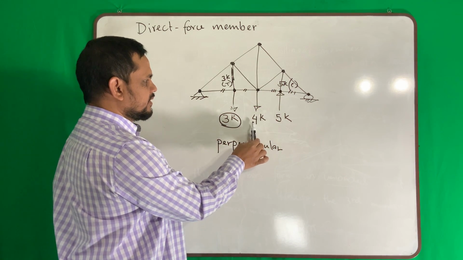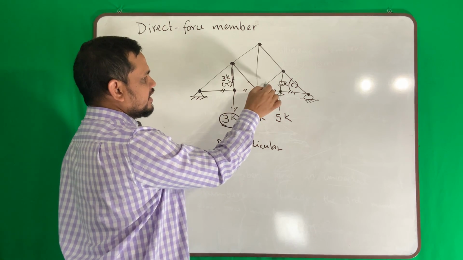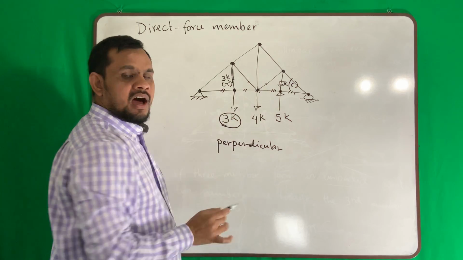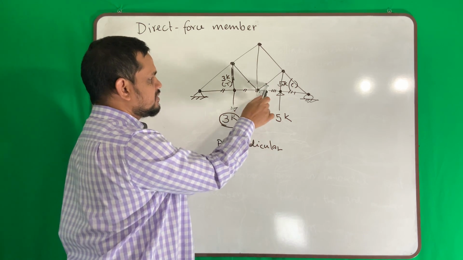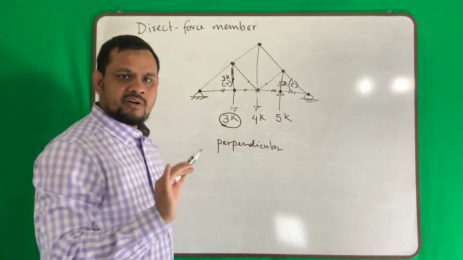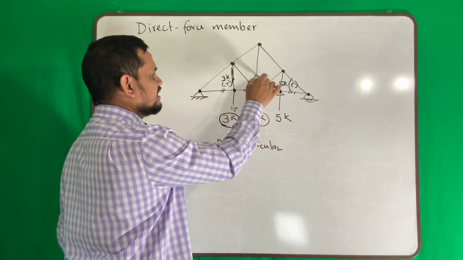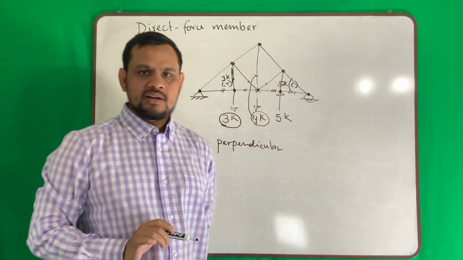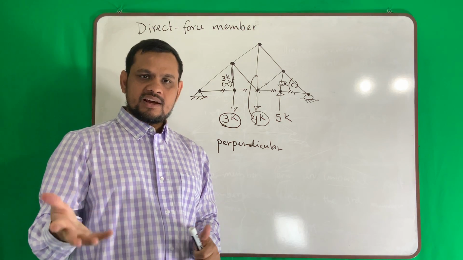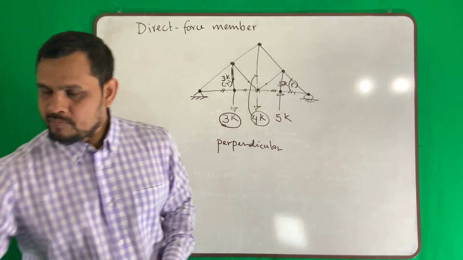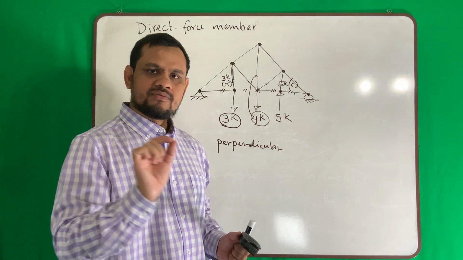So this is a direct force member, this is a direct force member. Here you can see 4 kip. This load is acting along this member, but this member and this member connected to this joint are not perpendicular. These two are perpendicular, good, but these two are not. So this member is not a direct force member. We cannot tell that this 4 kip will act here. No, we cannot tell it. So these two are direct force members. In your FE exam or in your class, sometimes you will find this kind of member, and without any analysis, you can find the member force.